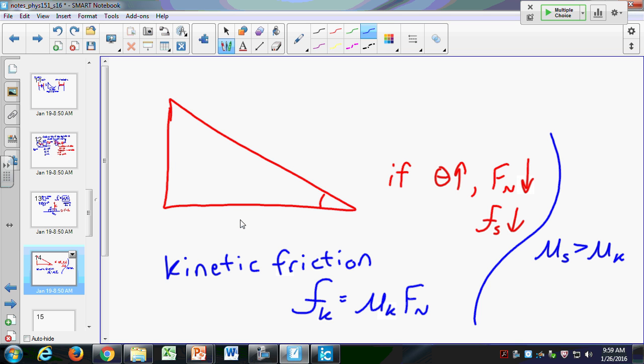By the way, it looks like an M. It's the Greek letter mu. It's a U with an extra little tail on the side. All right, so the mu for S is bigger than mu K.